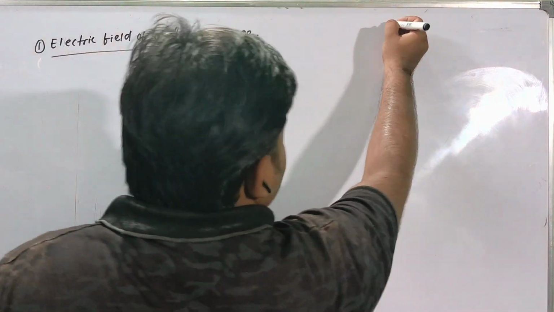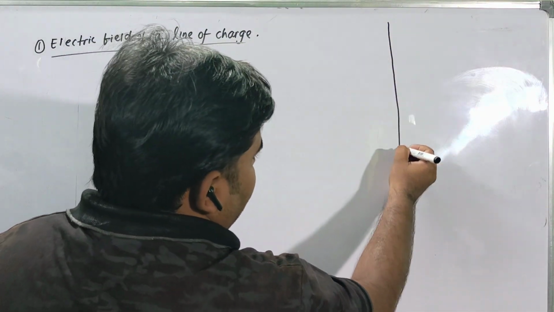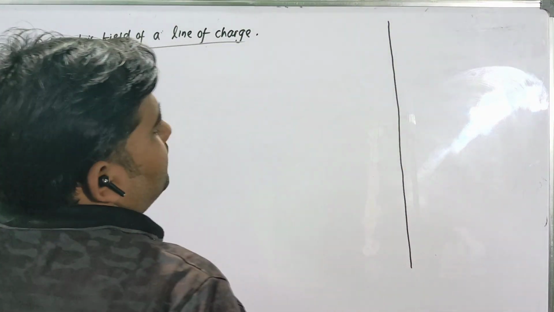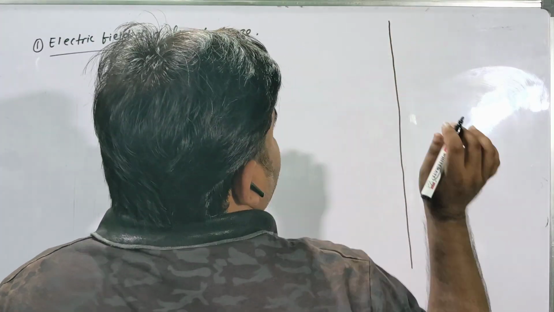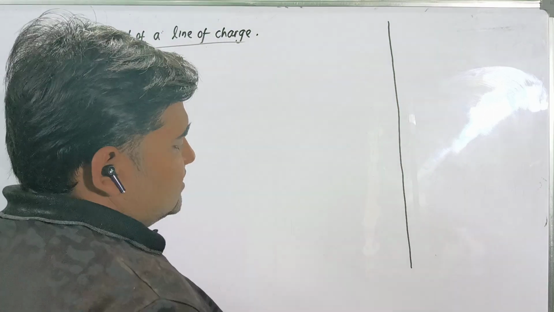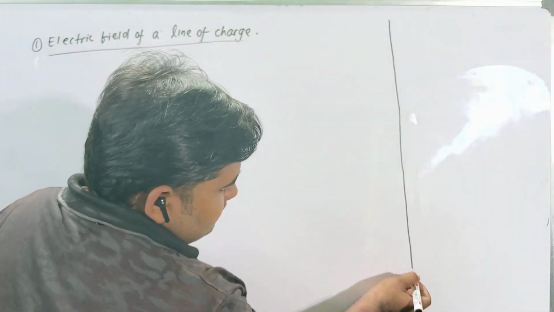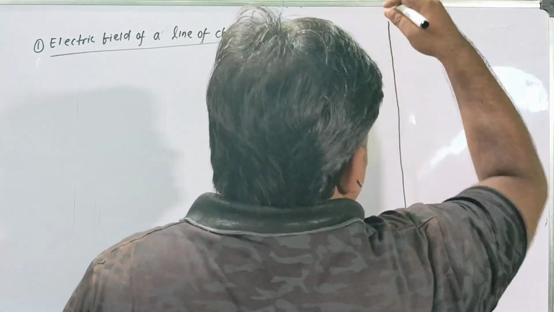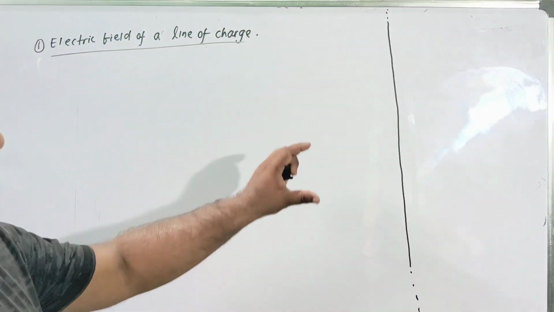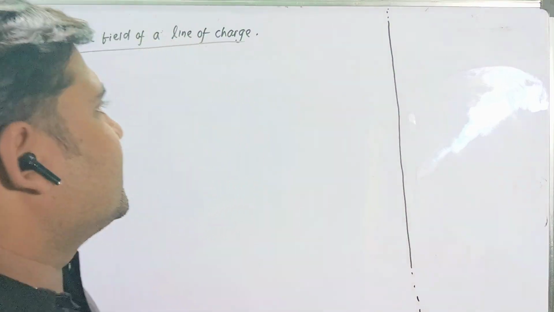So what is a line of charge? This is a line of charge and it is positively charged. Okay, it is uniformly positively charged and it is infinite. This continues this side, this continues this side. It is infinitely long and we are considering just a section of that wire.